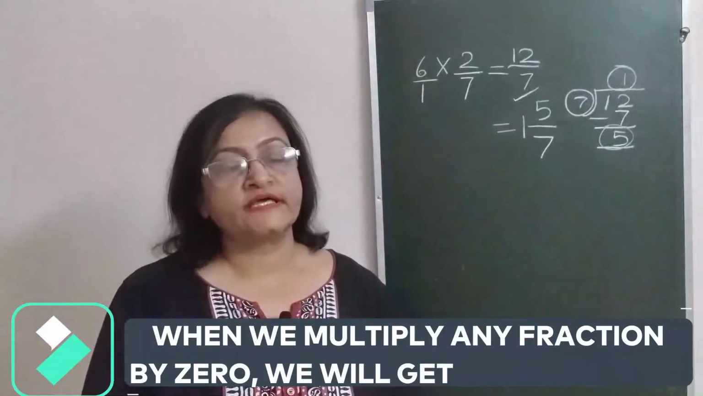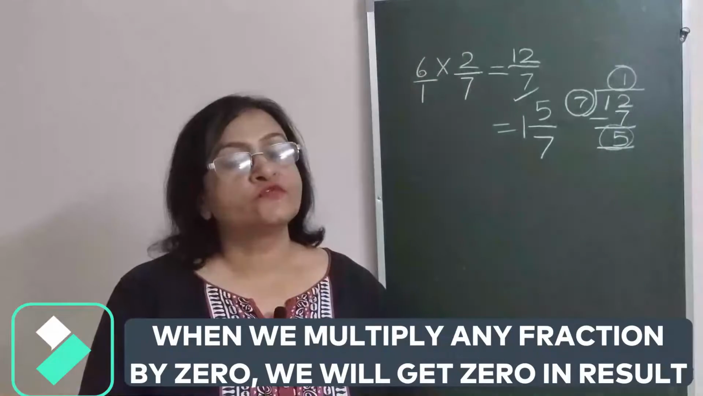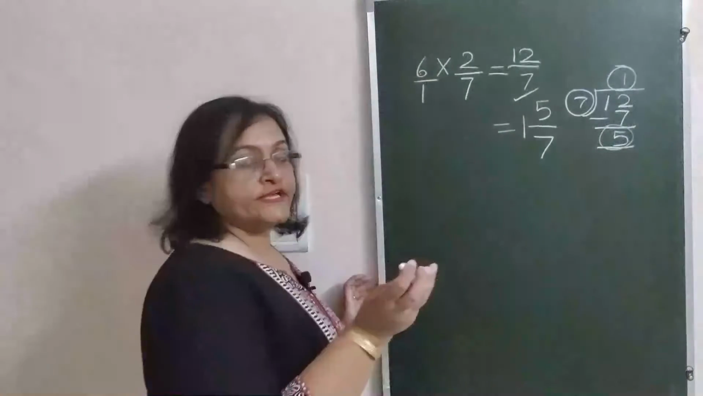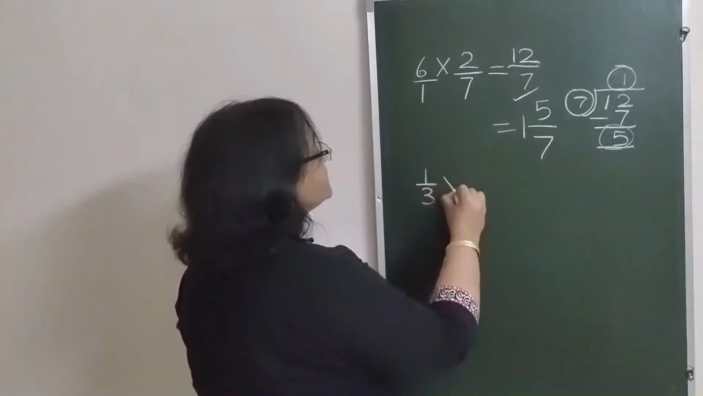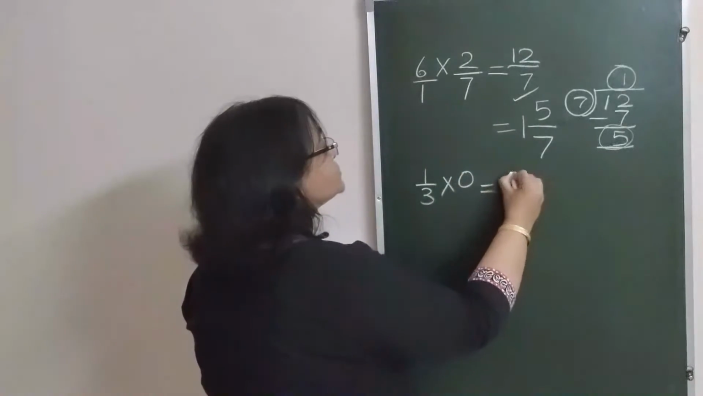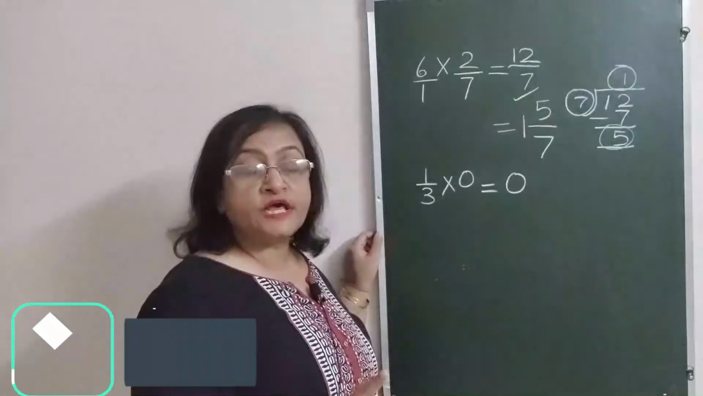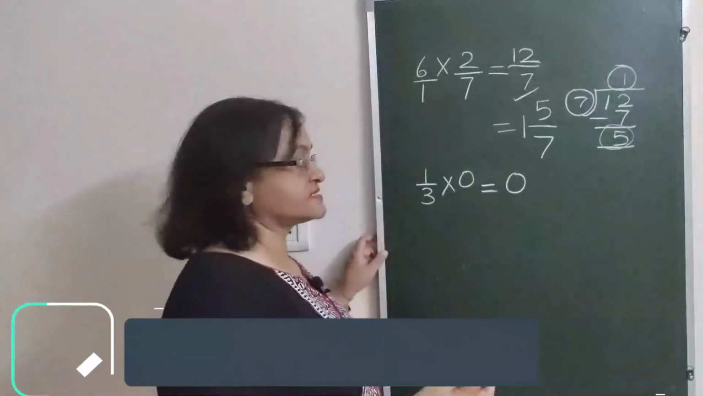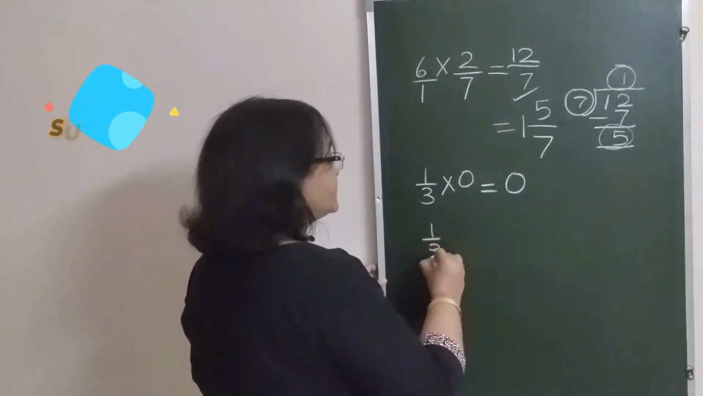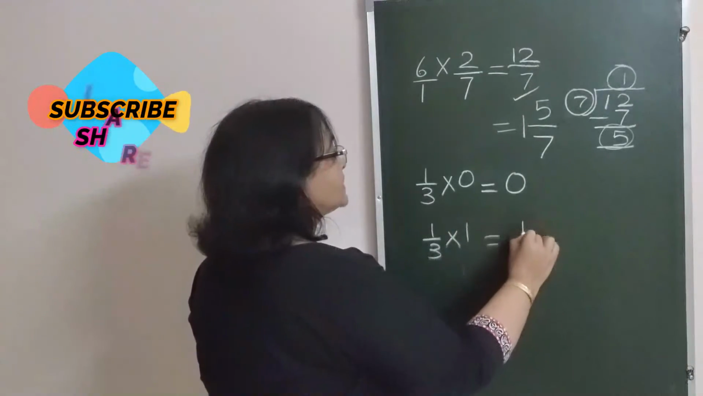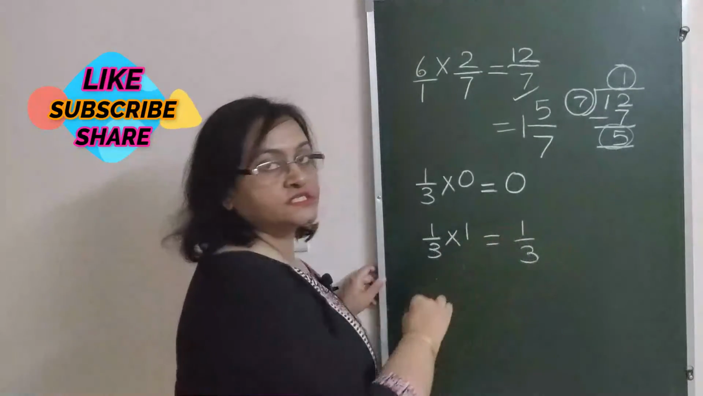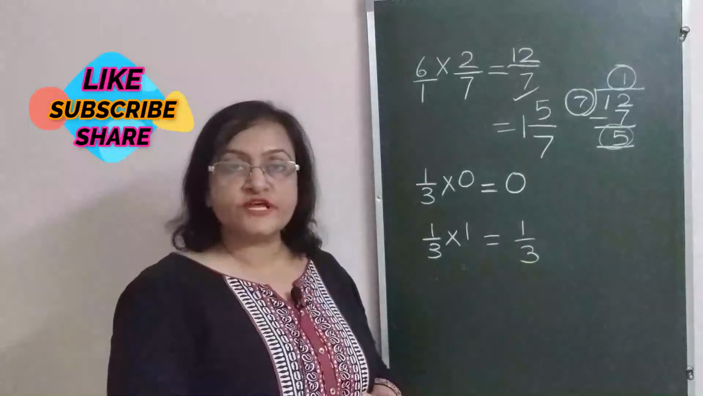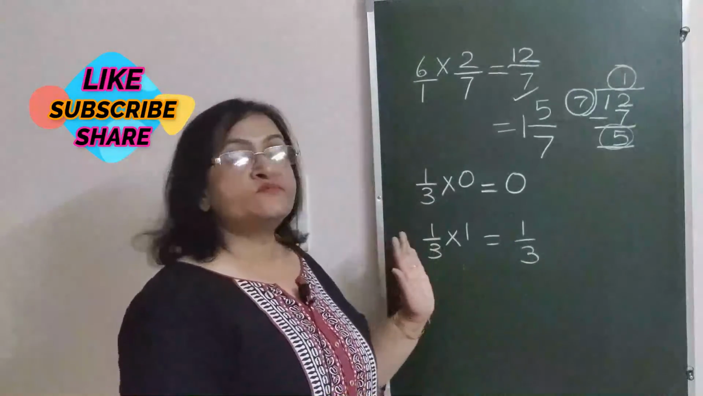Children, when we multiply any fraction by 0, we will get 0 in result. For example, 1 by 3 multiplied by 0 will be equal to 0. But when we multiply any fraction by 1, we will get the same fraction as result. Let's take 1 by 3 again and multiply it by 1. We will get 1 by 3 in result. So if we multiply any fraction by 1, we will get the same fraction as result.